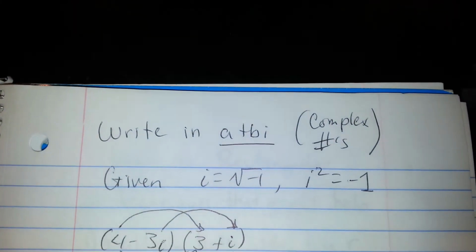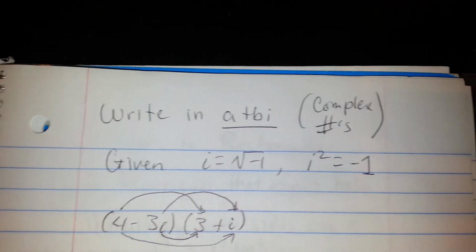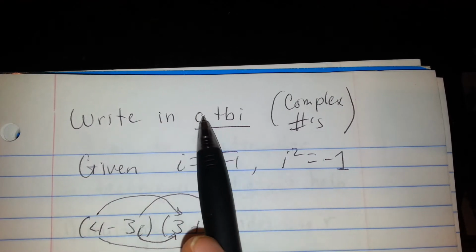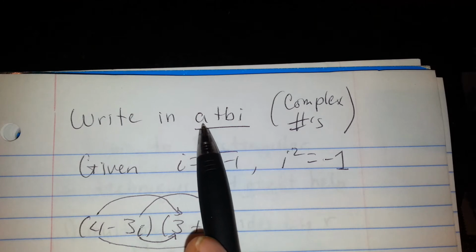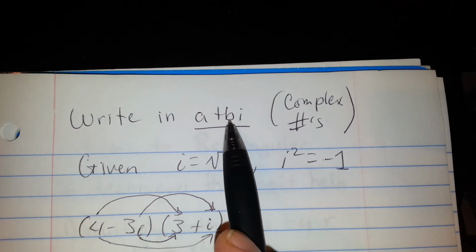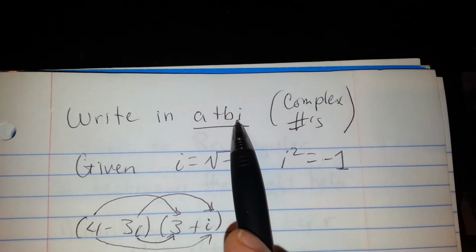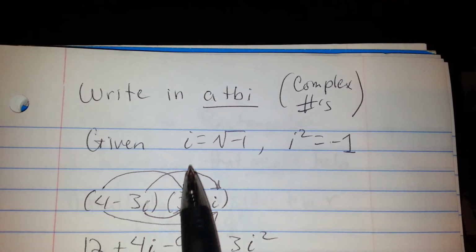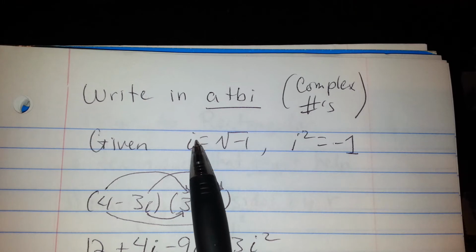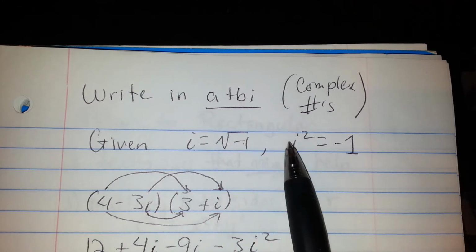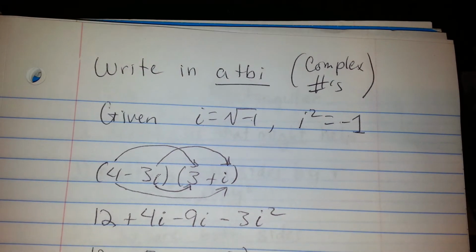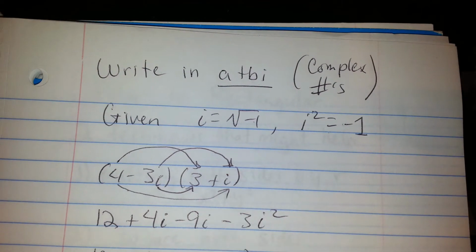Okay, this Sunday night, we're going to talk first about complex numbers in the form a plus bi. This is your real number, and this is your imaginary number. It's some b times an imaginary number. Remember, given that i, this imaginary number, equals the square root of -1, and i squared equals -1, we're going to go ahead and simplify these numbers.